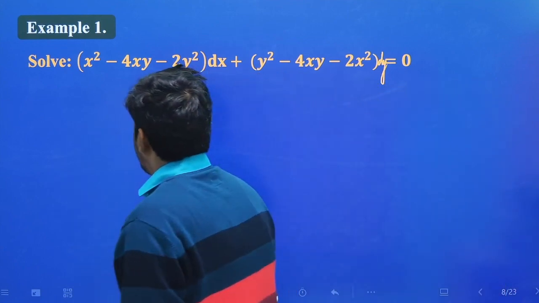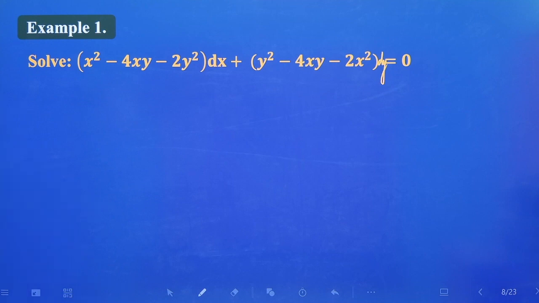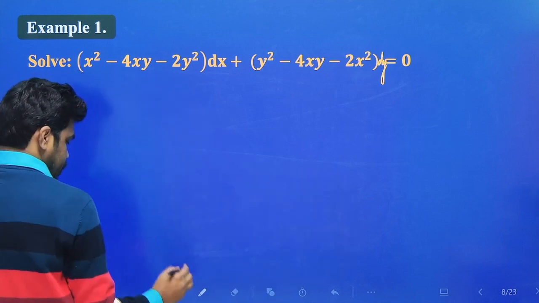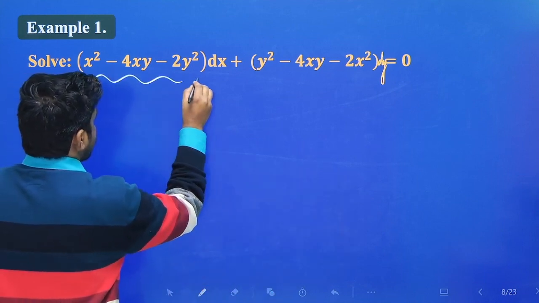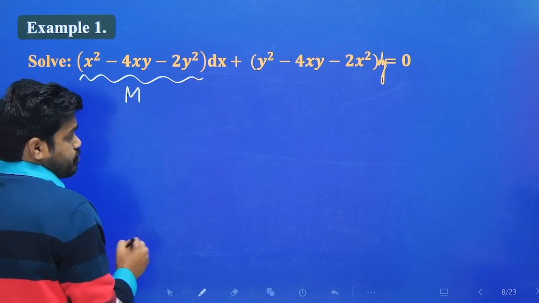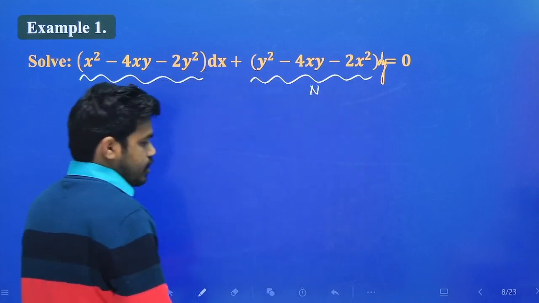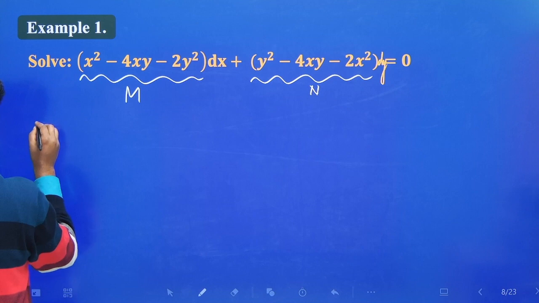Solve (x² − 4xy − 2y²) dx + (y² − 4xy − 2x²) dy = 0. So note this question. Answer: what is M? Just see, this is our M, in M dx plus N dy, and this is our N.